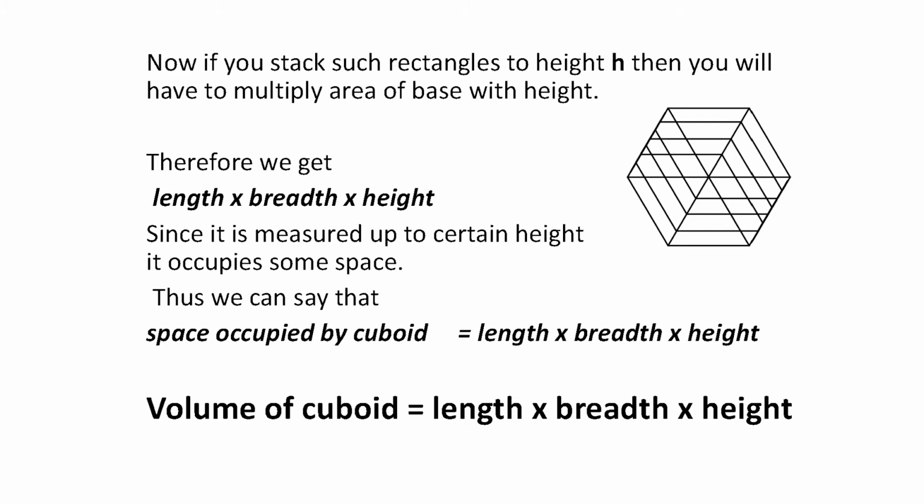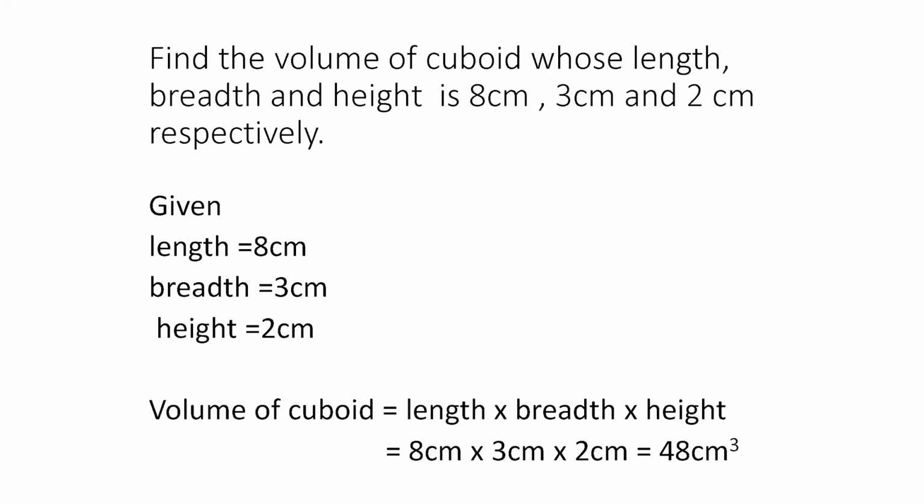And since it is measured up to certain height, it occupies some space. Thus, we can say that space occupied by cuboid is equal to length multiplied by breadth multiplied by height. Thus, volume of cuboid is equal to length multiplied by breadth multiplied by height. Let us solve one problem. Find the volume of cuboid whose length, breadth and height is 8 cm, 3 cm and 2 cm respectively.